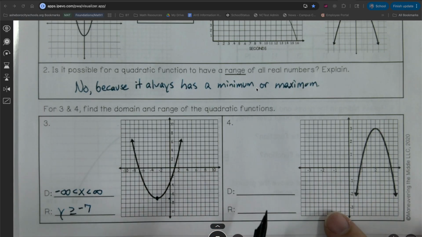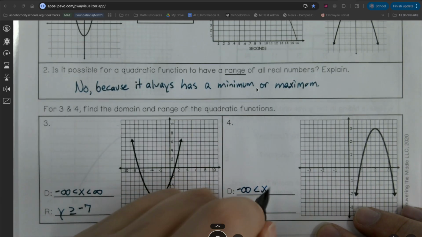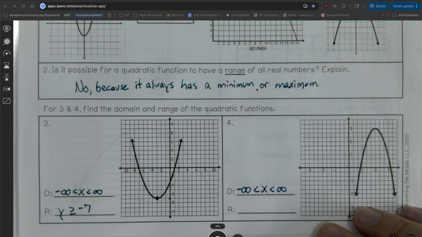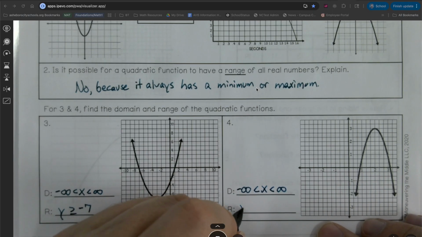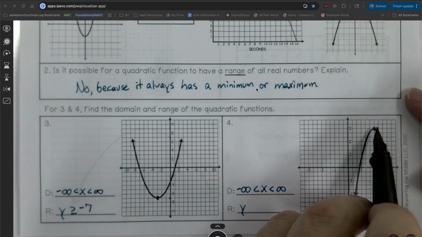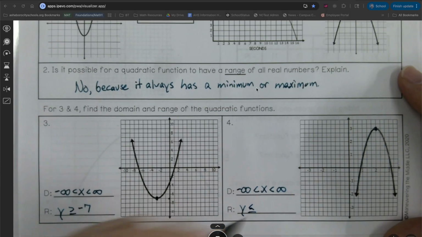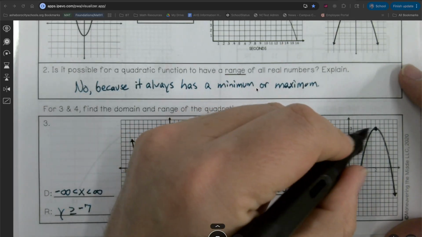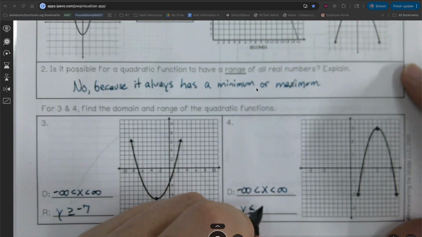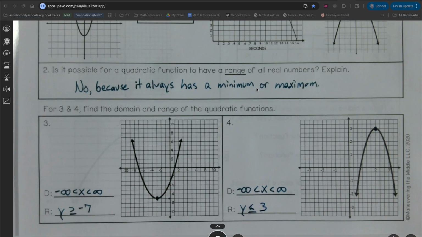Okay, same thing here. Domain is from negative infinity to positive infinity. And the range in this case, well, here we have a maximum, so it's got to be all y values less than or equal to this y value, which looks like it is 3. So all y values less than or equal to 3. Okay, so let's flip it over.